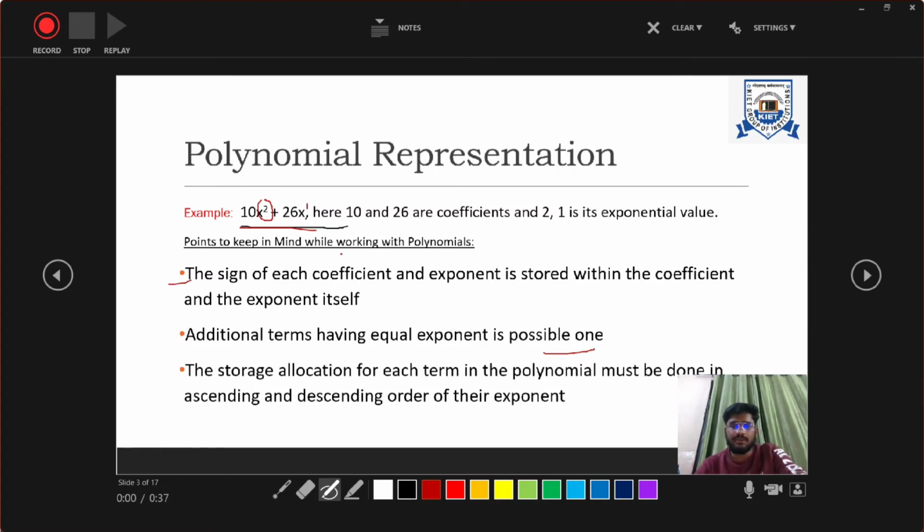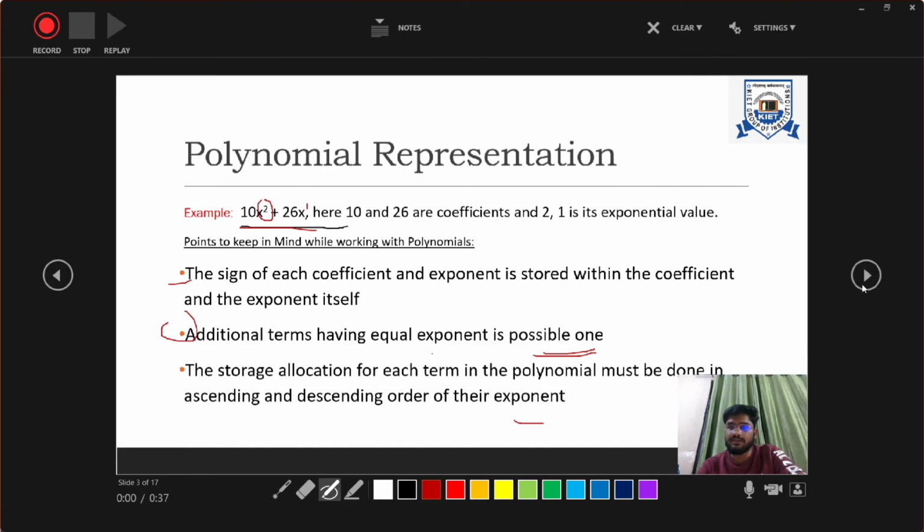We should always keep in mind the following points for the polynomial. The sign of each coefficient and exponent is stored within the coefficient and the exponent itself. The addition of terms having equal exponents is possible. The storage allocation of each term in the polynomial must be done in ascending or descending order of their exponent. These are the three points we should always keep in mind.